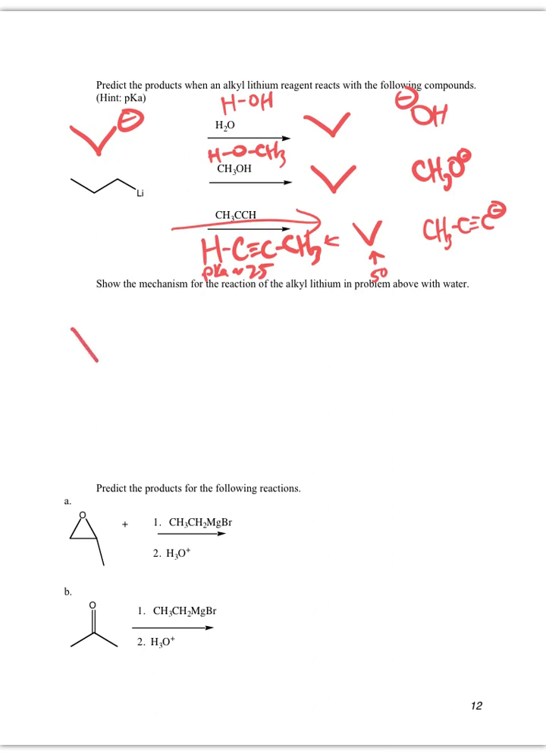So if we were to draw the mechanism between the alkyl lithium reacting with water, we know the alkyl lithium is going to grab a hydrogen, and the bond between the H and the O breaks, sending the electrons to the oxygen based on electronegativity of that bond to give us the propane along with hydroxide.